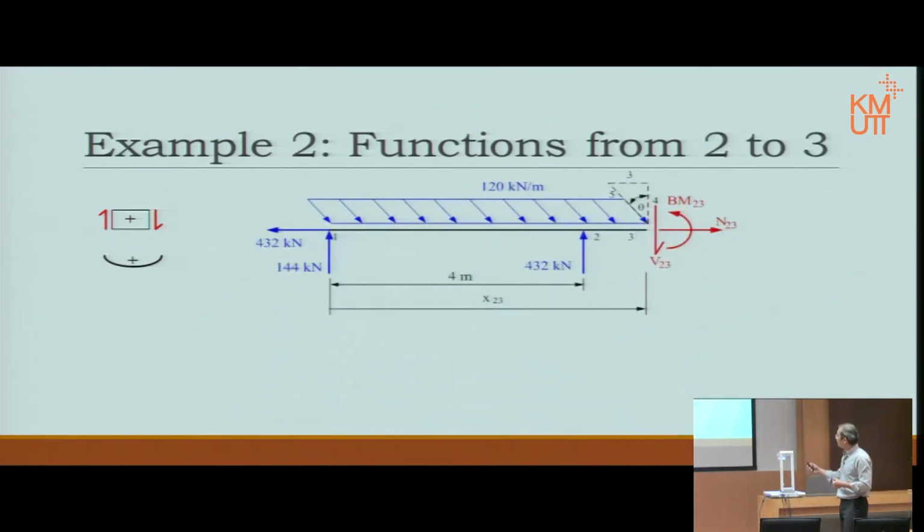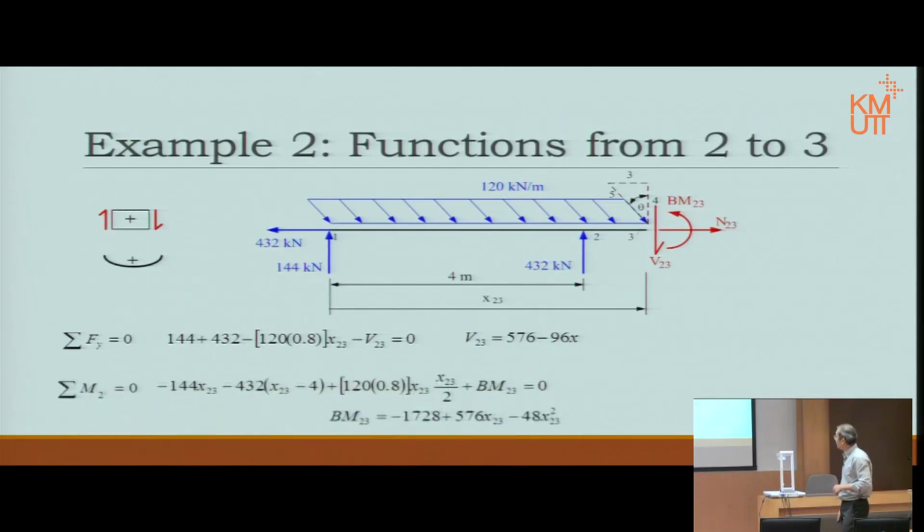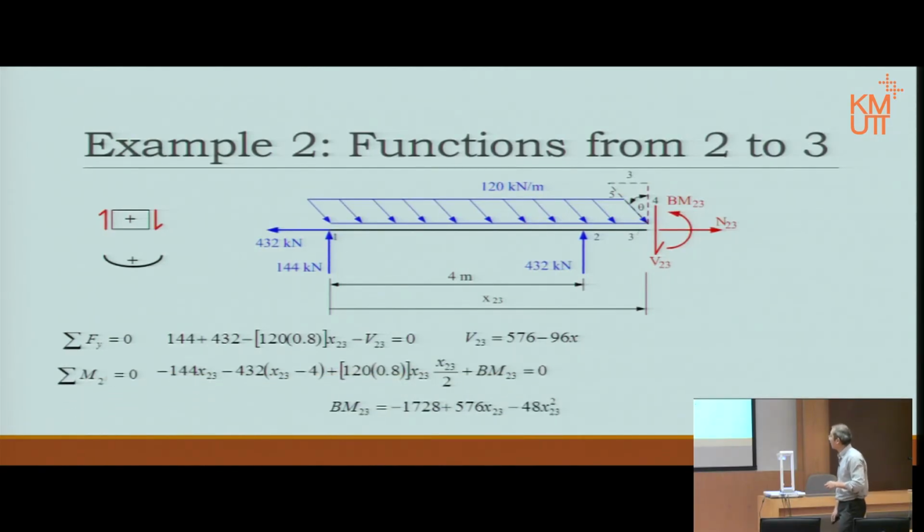Now from 2 to 3, notice that the sign convention will remain the same because otherwise it will be too confusing. It will remain the same as the first picture, the first part. Then we put in accordingly. Then sigma Fy, we get the shear force. Sigma moment, again about where you cut, that is not 2 prime, my apologies, that should be 3 prime. Sigma moment about 3 prime. And then we get the bending moment 2, 3.